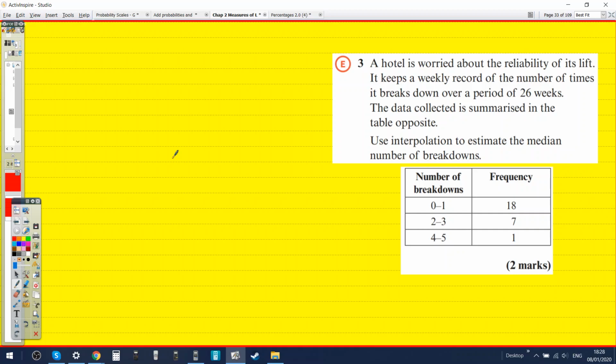So the median is 0.5. So that's a rough estimate. Basically, the median is in this first category. Yeah, but it doesn't use interpolation.